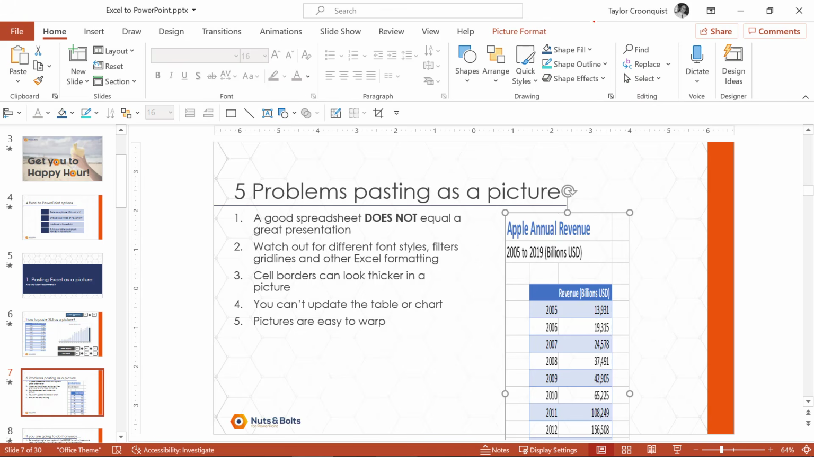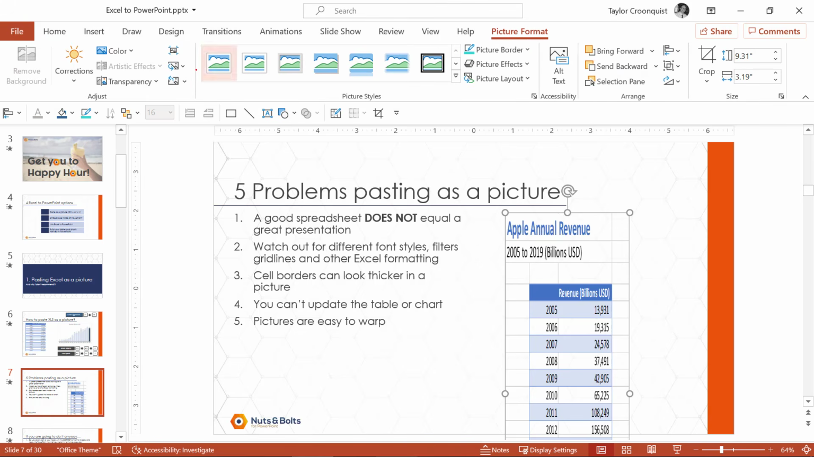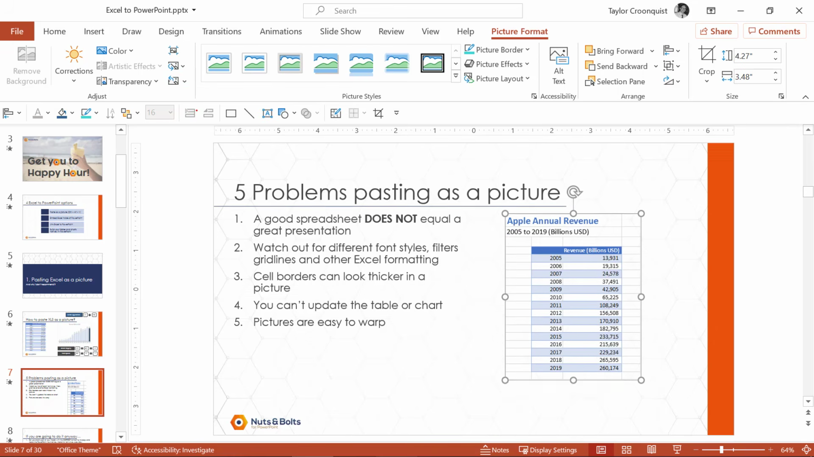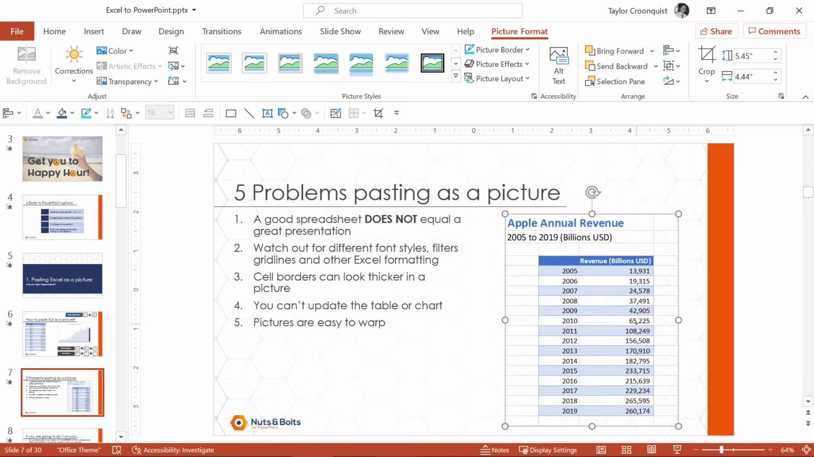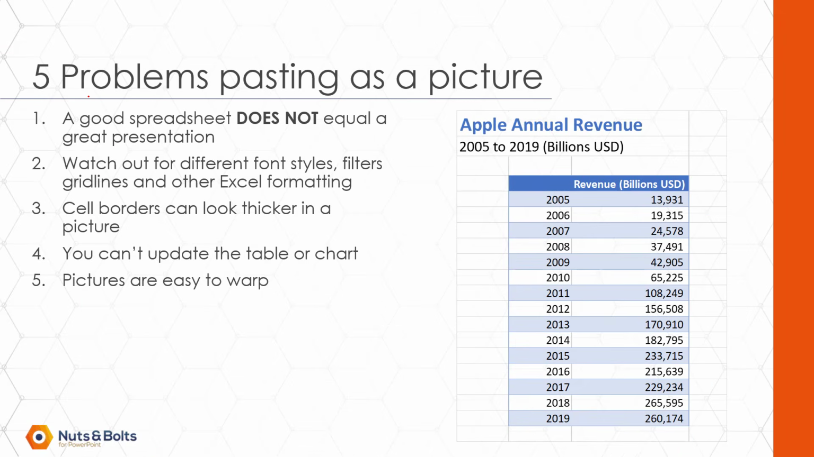If this happens to you, you can go to the Picture Format tab, Picture Resize drop down, and Reset Picture and Size will reformat the picture to the size it was originally placed in your presentation. If you're going to resize a picture in PowerPoint, hold the Shift key to keep the aspect ratio. So that's just a couple of reasons why pasting as a picture into PowerPoint can be a problem.